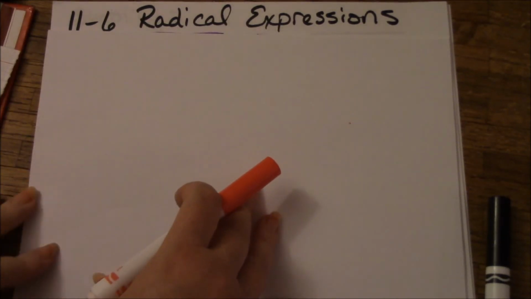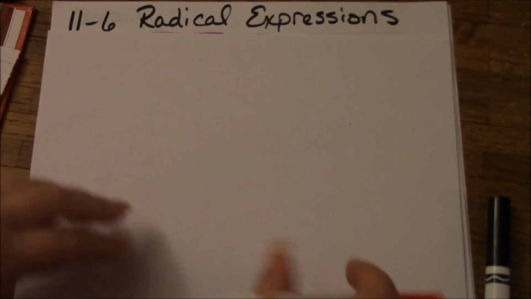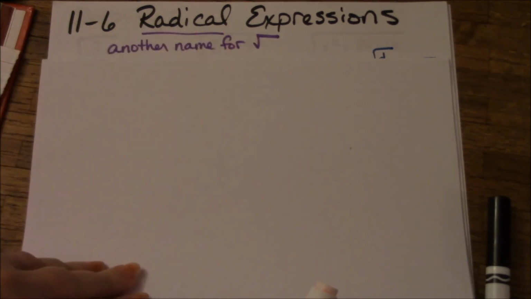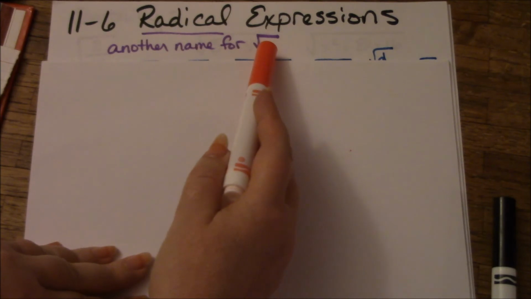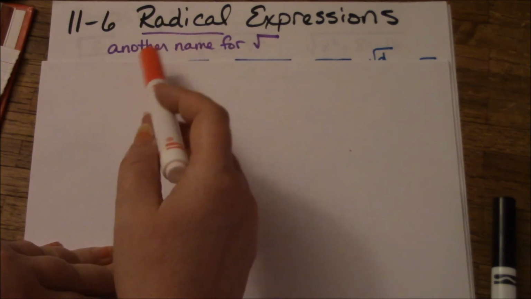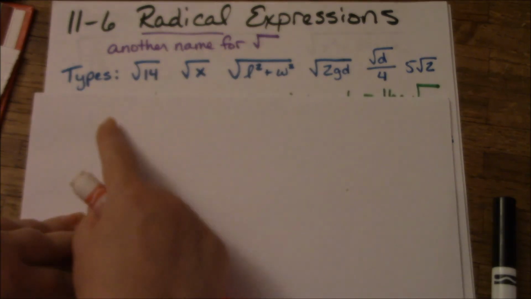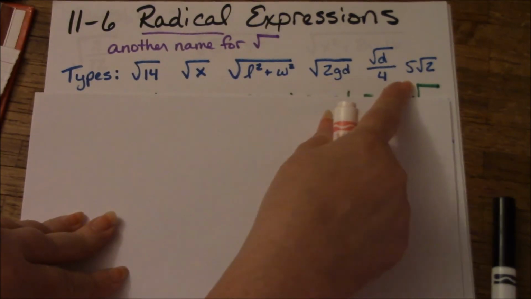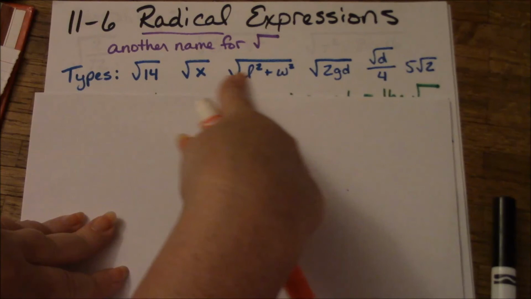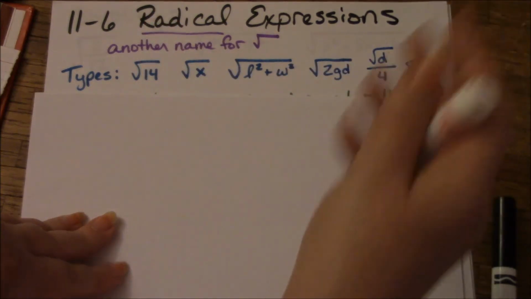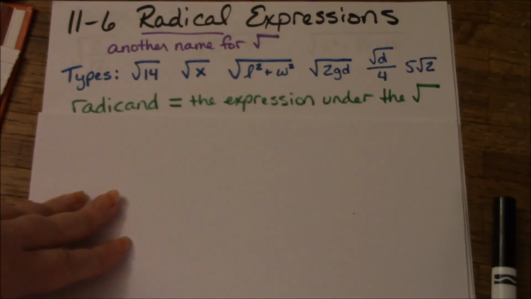Hello and welcome to Chapter 11, Section 6. Today we're going to talk about radical expressions. Radical is another name for the square root sign, so we're actually just talking about square roots. There are a lot of different types of radical expressions, anything that's got a square root sign in it.